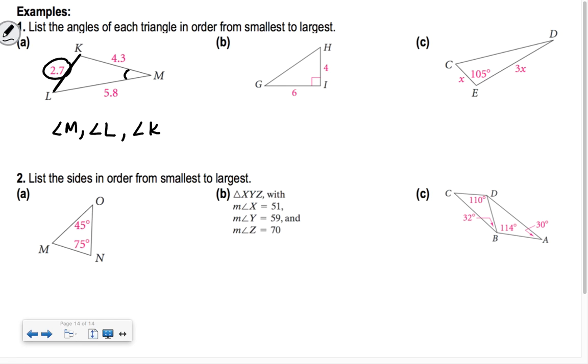So the next one, the angle across from I, that has to be the longest, right? Why does that have to be the longest in this triangle? It's the hypotenuse, right? Okay, so we have the shortest one is angle G, the medium one is angle H, and the largest is angle I.